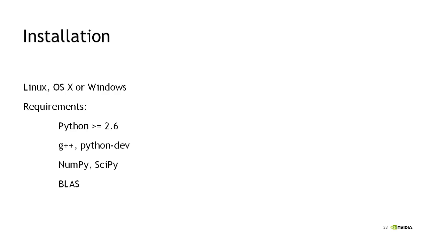So what does it take to run Theano? Theano will run on many distributions of Linux. I didn't list them all here. Certainly Ubuntu, Fedora, CentOS, Red Hat Enterprise Linux. You can find a complete list on the Theano website. It will run on Mac OS X and it will run on Windows. The requirements are Python greater than 2.6, the G++ compiler, and NumPy and SciPy Python libraries, and then a BLAS library.